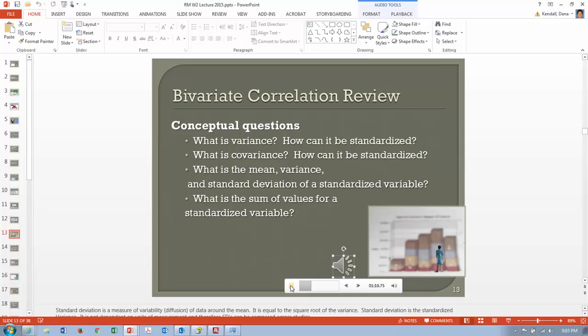So remember that variance is literally what we learned in the NFL slide. It's literally the average of the squared deviations of each score from the mean of the sample. We standardize variance by creating the standard deviation, and we do that by taking the variance and then taking the square root of it. So that is how we can compare variability across studies.